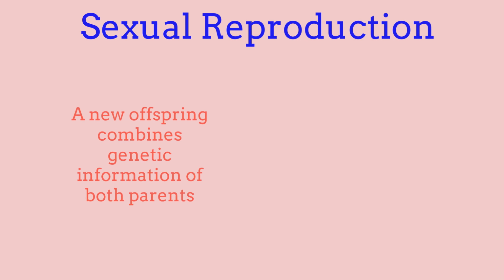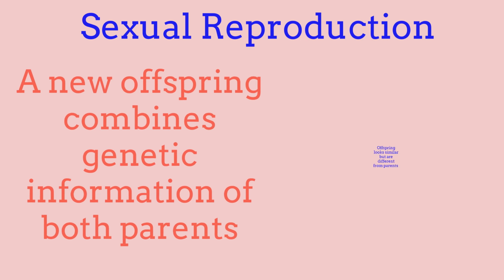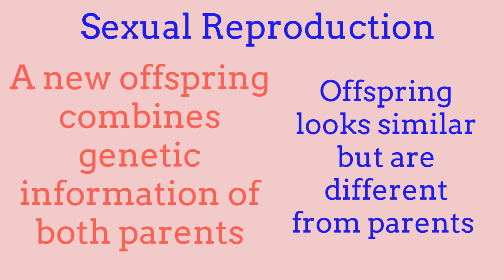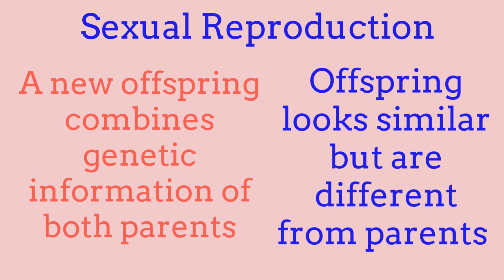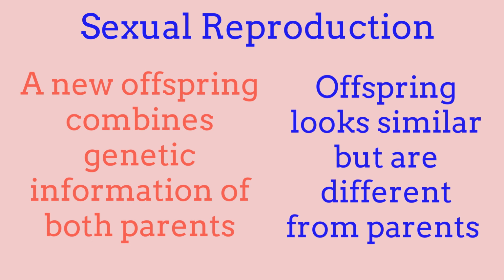So now let's go over what sexual reproduction is. Sexual reproduction is basically when a new offspring is produced by combining the genetic information of 2 parents. Because the offspring has genetic information from both parents, it will look a little similar to both parents, but it will still be different from both of the parents. And this type of reproduction increases the genetic variation in the population.